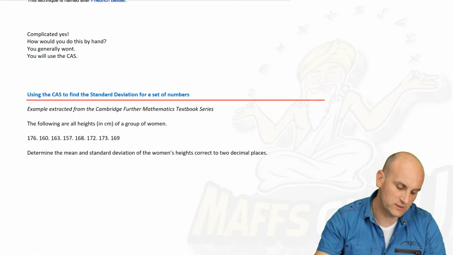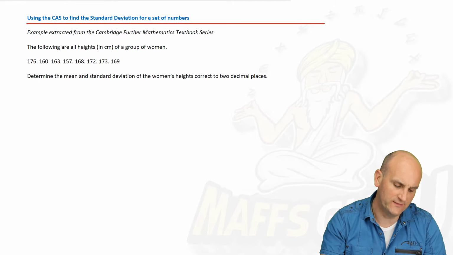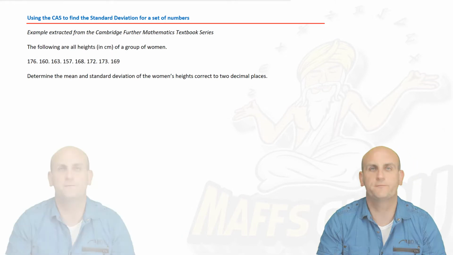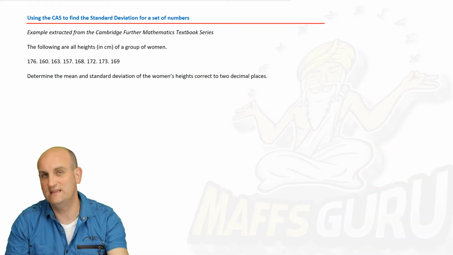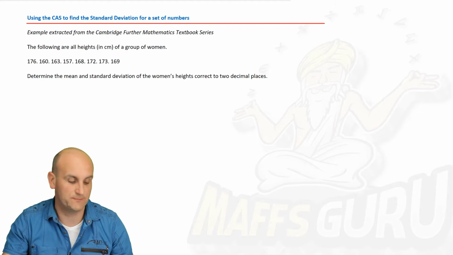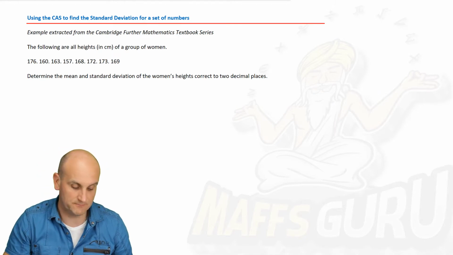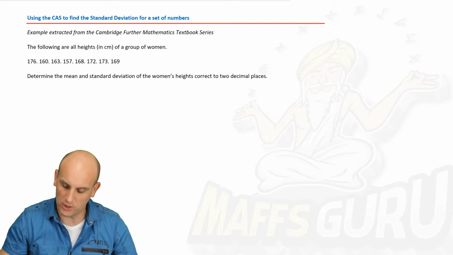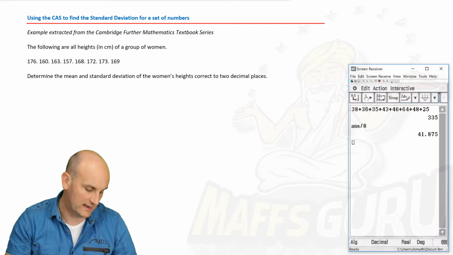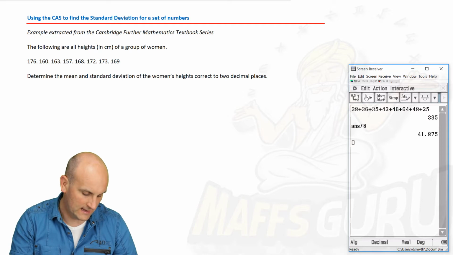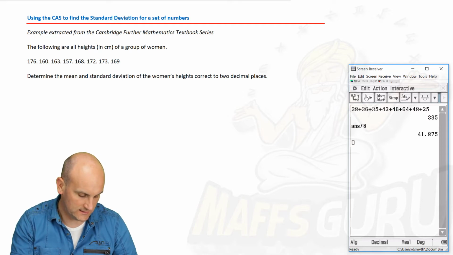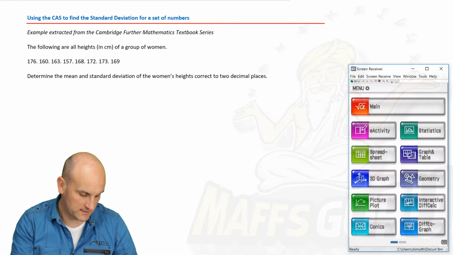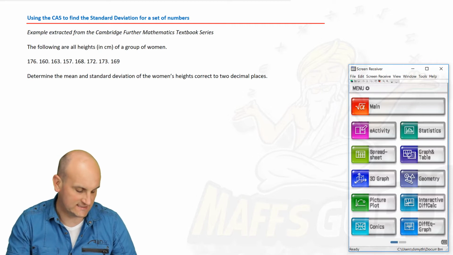But I'm now going to show you how to use your CAS to find the standard deviation for a set of numbers. Now, this standard deviation we're going to use a lot in later parts of this course, so there are bits and pieces coming up shortly that you're going to need to know. But let's show our CAS calculator and let's go back to our main. And what we're trying to do here is, I'll go back to our menu. We are doing statistics. Yes, thank you very much.